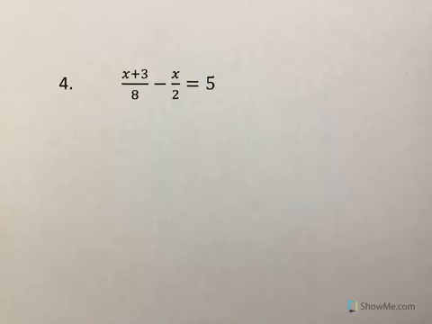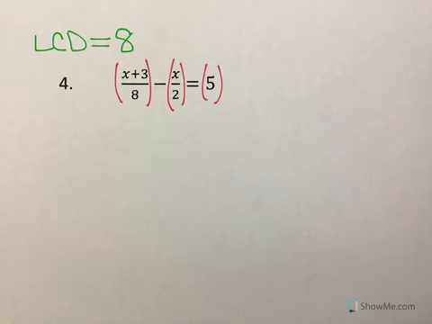Okay, so hopefully your first step was to determine that this is again an LCD problem because we can't cross multiply. It's not one fraction equals another fraction. So the smallest possible number that we could use here is 8, because 8 can divide nicely into 8 and 2 can divide nicely into 8. So our next step is to multiply every term by 8.